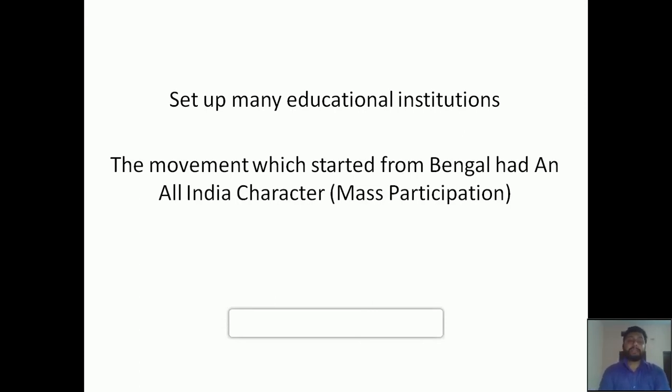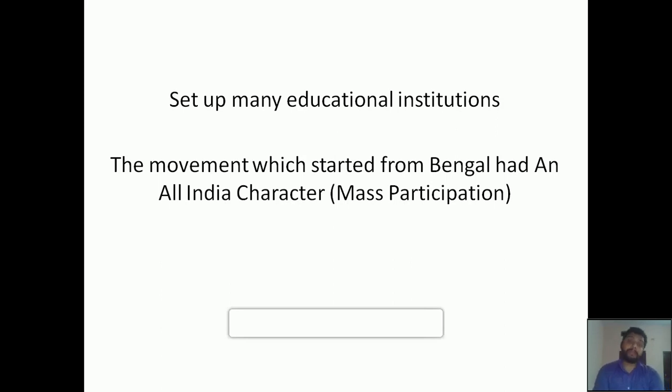And the eighth one says that another important achievement of assertive nationalism is that the movement which started from Bengal had an all-India character. That means in the previous part, along with the partition of Bengal, we saw the split of 1907. When we were dealing with those topics, I told you very clearly that one of the main disagreements between early nationalist leaders and assertive nationalist leaders was about the movement, because early nationalist leaders demanded that the anti-partition movement, along with the Swadeshi movement and boycott movement, should be limited only to Bengal.